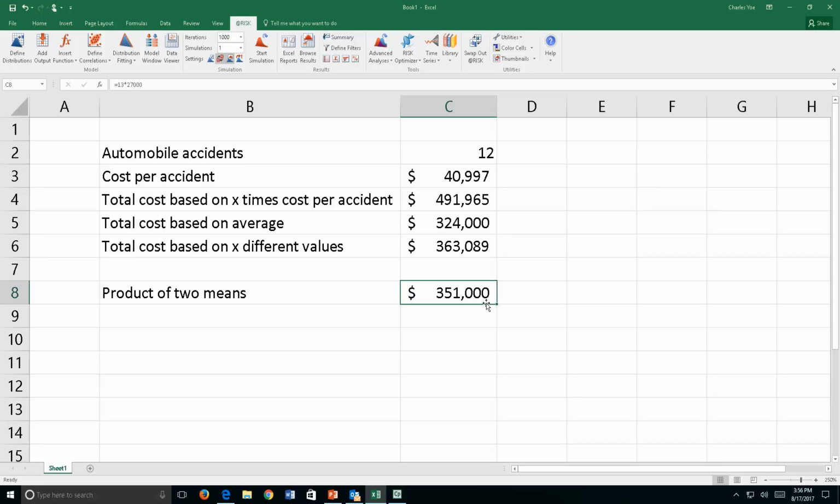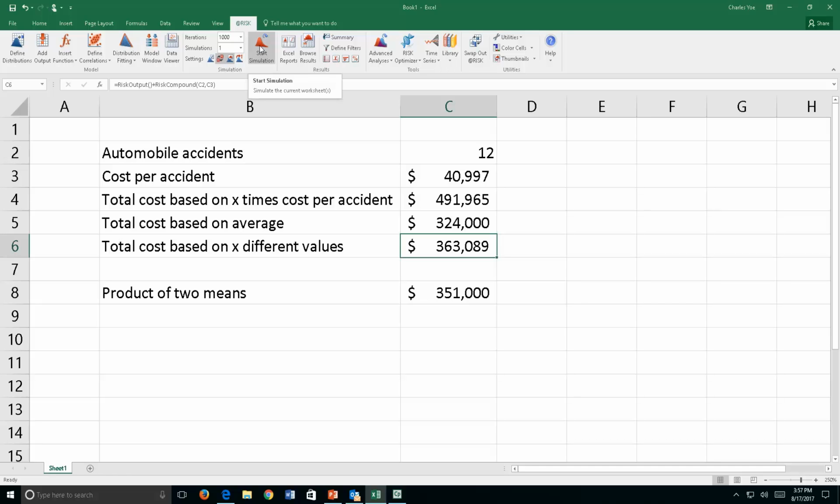$351,000. So if you build models this way, where you are estimating a number of incidents, there is a temptation to multiply the number of incidents times the mean cost per incident, but that doesn't give you the variation that you would see in reality. So let's see how this all plays through together.